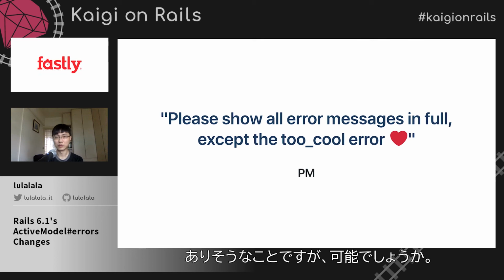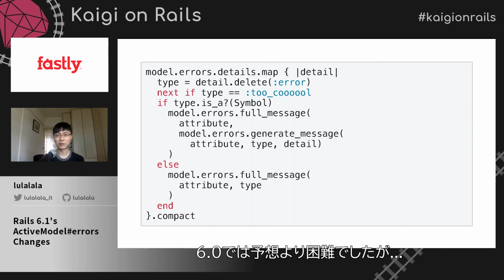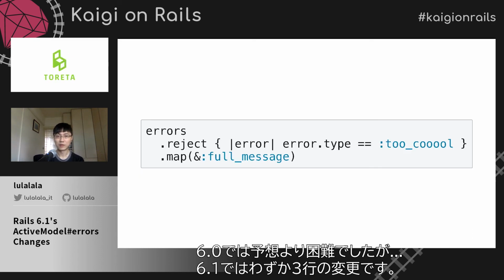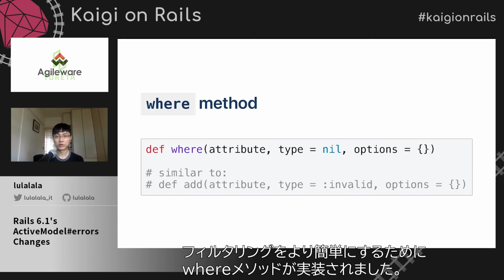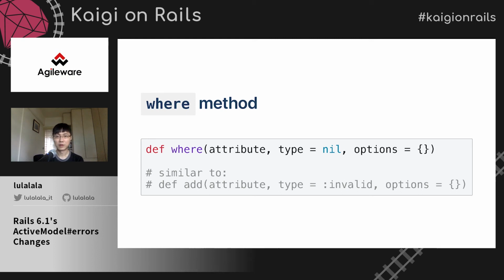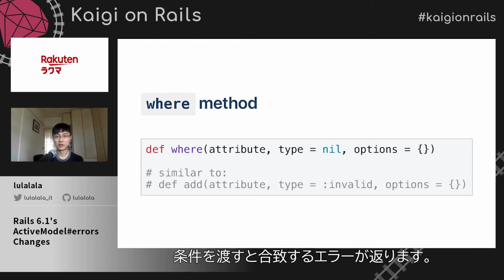But is it easy to do? It is more complicated than I expected. However, with Rails 6.1, it can just be a 3-line change. To make filtering even easier, a new where method is implemented. By giving the conditions, it will return the matching errors.